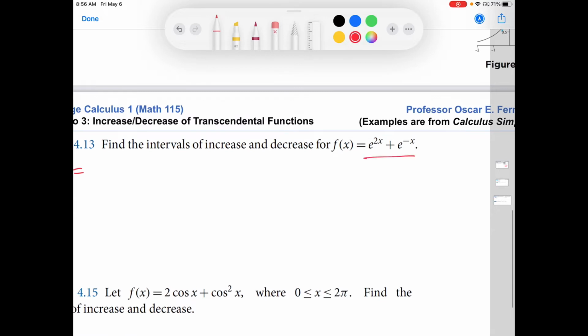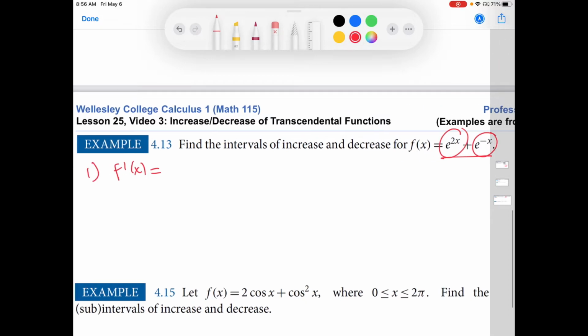Using some of my derivative rules, the derivative of a sum is the sum of the derivatives. Actually, for both of these we're going to need the chain rule. So e to the 2x, the derivative of that is e to the 2x times the derivative of 2x, which is 2. And then plus e to the minus x, its derivative is e to the minus x again, times the derivative of negative x, which is negative 1. So that gives us a derivative of 2e to the 2x plus e to the minus x.